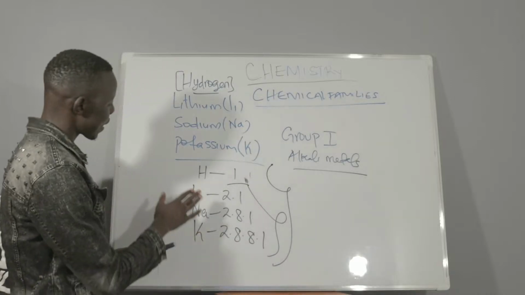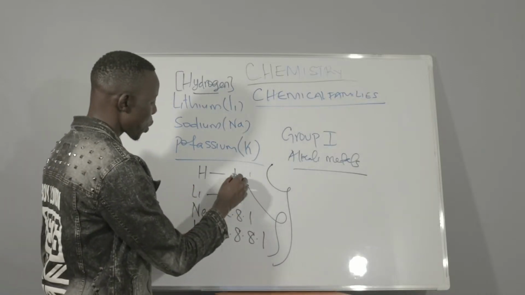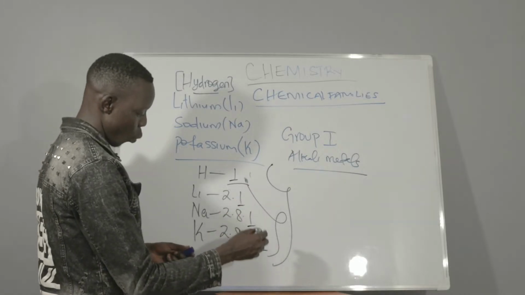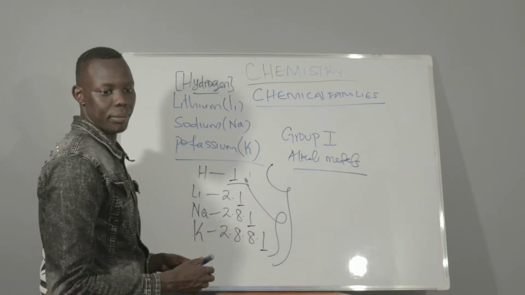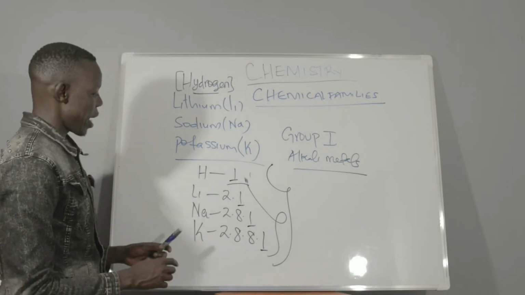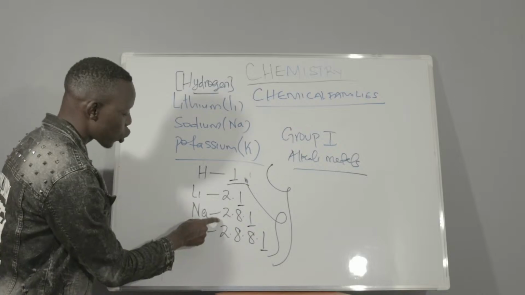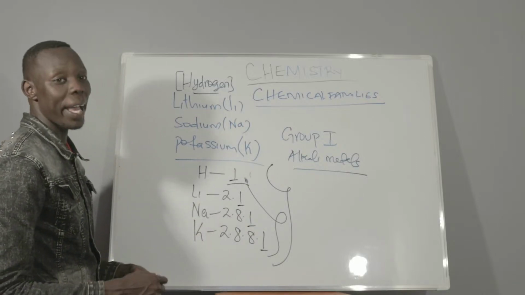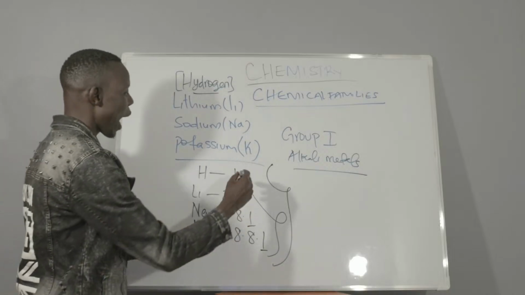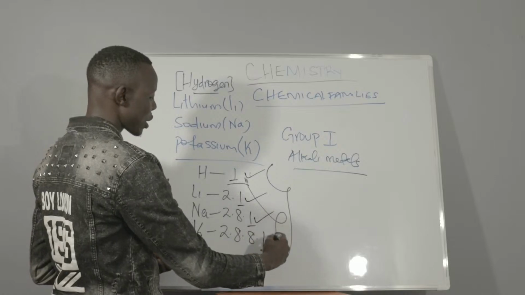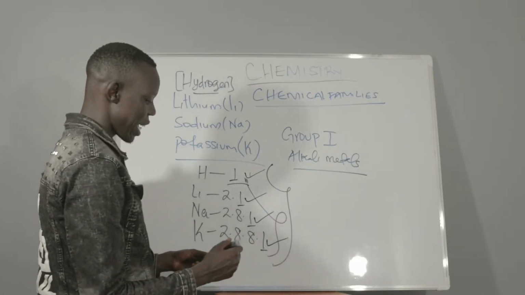Now, one characteristic, look at this. Each one of them has 1 in the outermost energy level. 1, 1, 1, 1. Good. Now, what is electronic configuration? They are called electronic configuration, or electronic arrangement. This one has 1 energy level, 2 energy levels, 3 energy levels, and 4 energy levels.